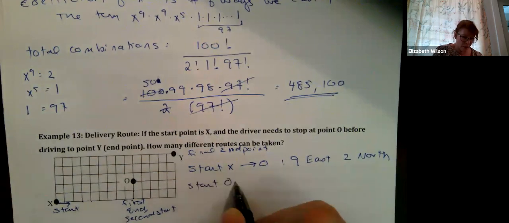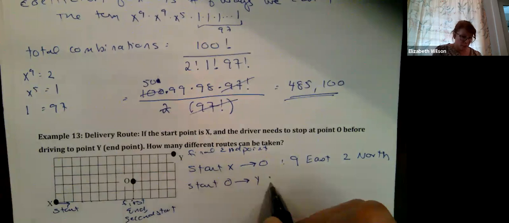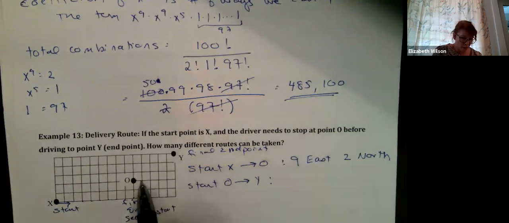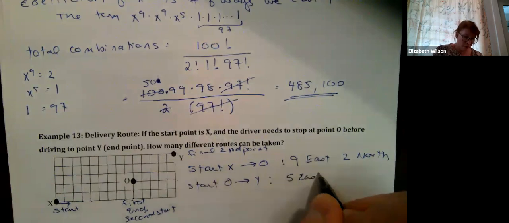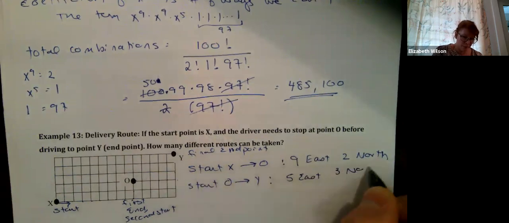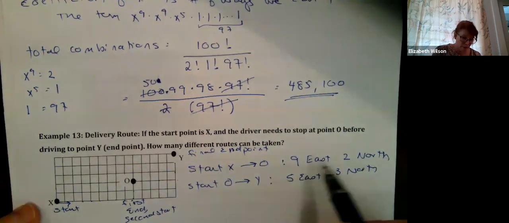And then let's take a look at, we're going to start at O, and then we're going to go to Y. We're going to do the same thing. Okay, so O, I'm going to go 1, 2, 3, 4, 5. So I'm going to go 5 east, and then 1, 2, 3, 3 north. Okay, so let's think about it. Let's do our different combinations here.